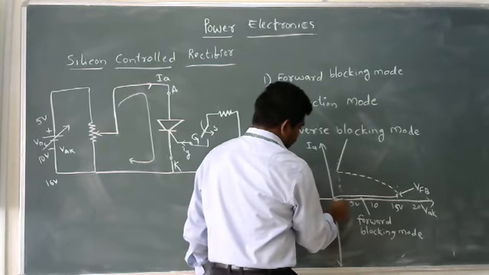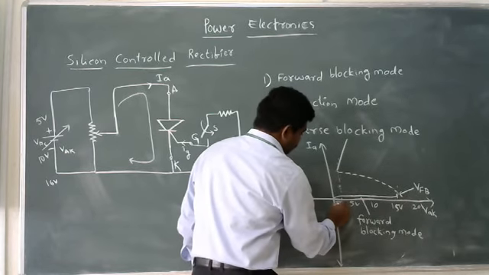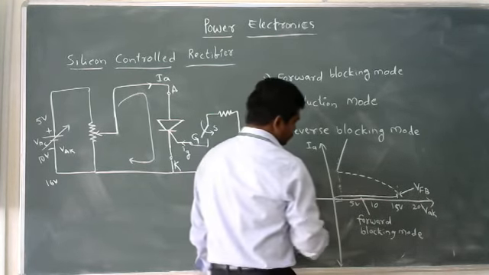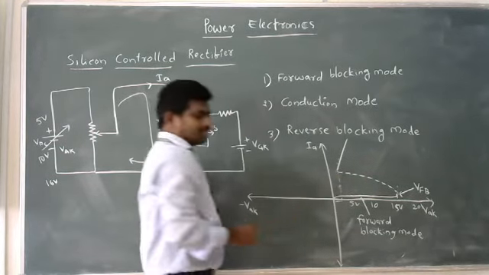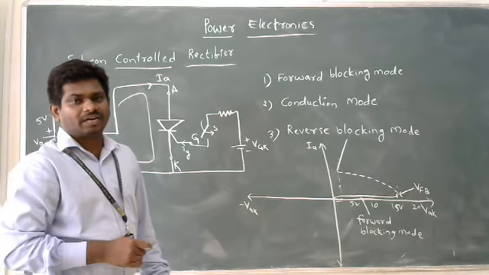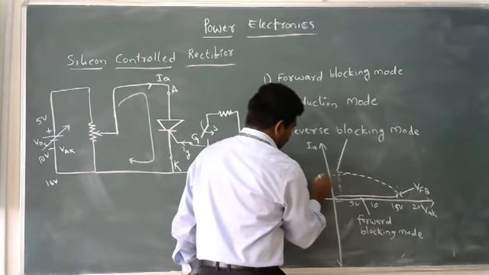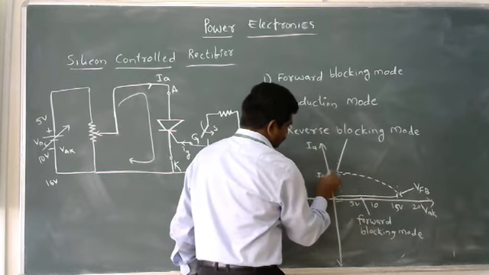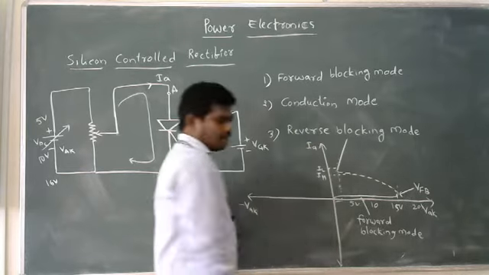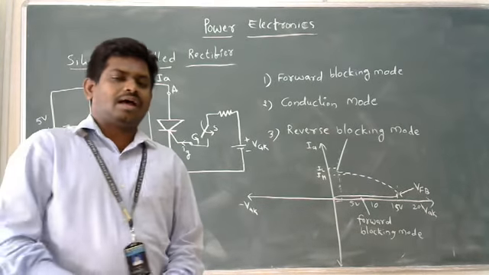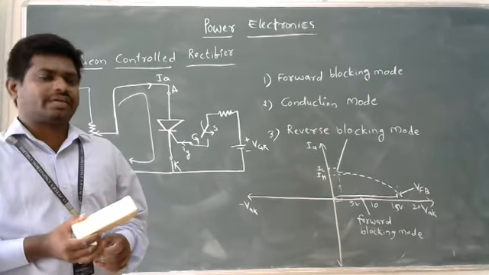Look at this. This is the value, the blocking value. Forward blocking value. Then look at this. There exist two different values of current. We can say this value is IH, this value is IL. IH means holding current, IL means latching current.